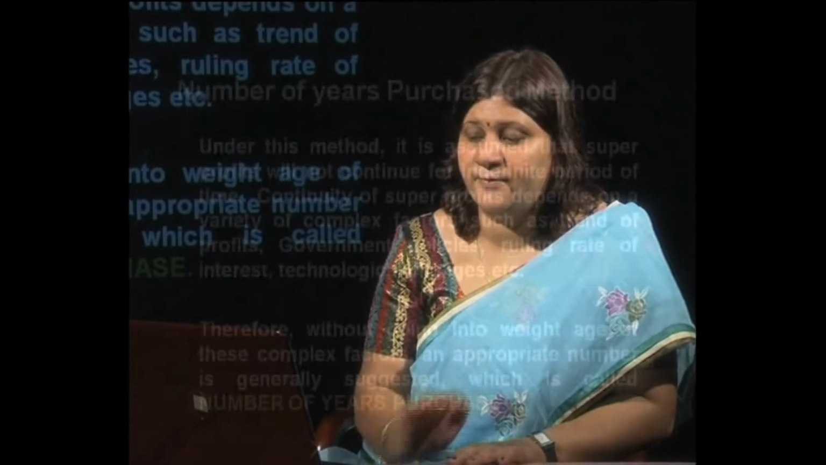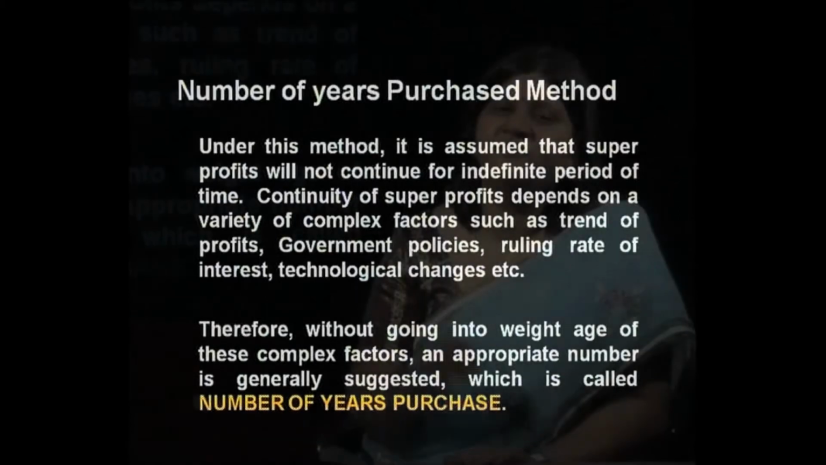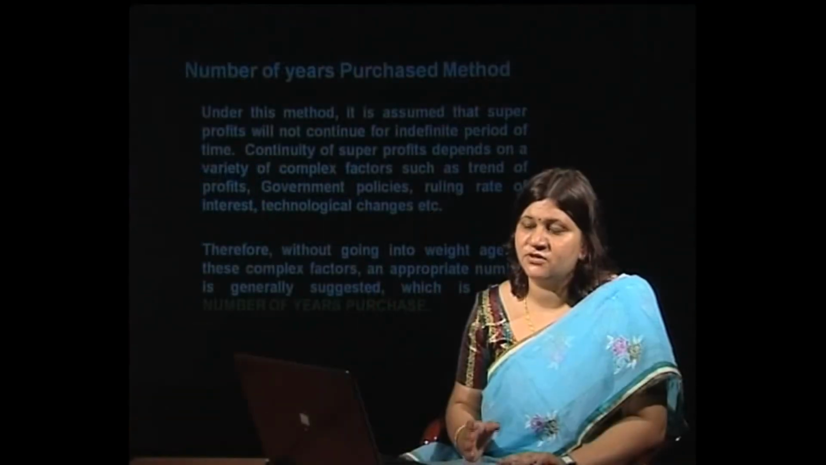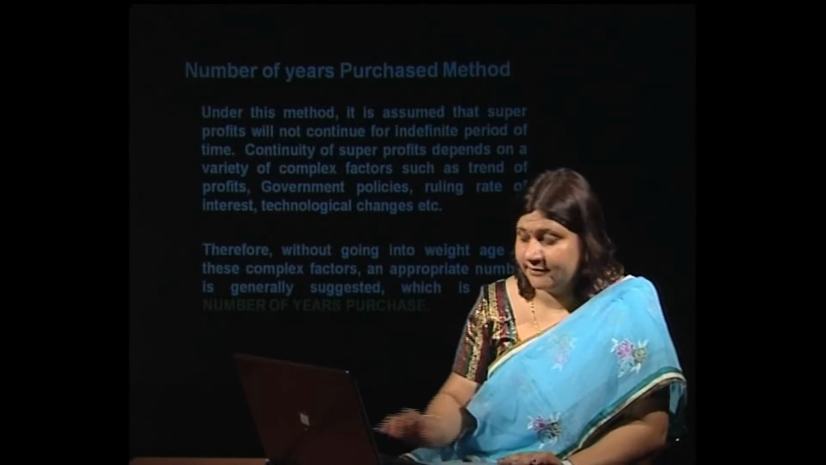The super profits can be earned for a number of years depending upon the factors affecting the business of the entrepreneur. They can be external factors as well as internal factors. Therefore, without going into the weightage of these complex factors, an appropriate number is generally suggested, which is called the number of years purchased. Here we will fix the number, say 4 years or 3 years, and on the basis of such numbers we are going to evaluate our goodwill on the basis of the super profit method employing the number of years purchased method.